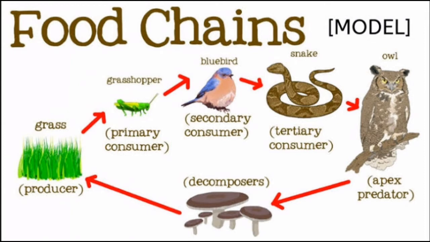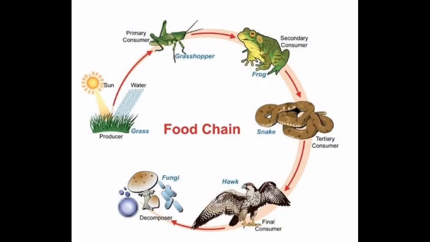You can see in this picture, a food chain always starts with a plant. Why does it start with a plant? Because a plant is a producer. It is the producer because it has the ability to prepare its own food. So a food chain always starts with a plant. And what is a food chain? A chain in which higher organisms eat the smaller organisms.